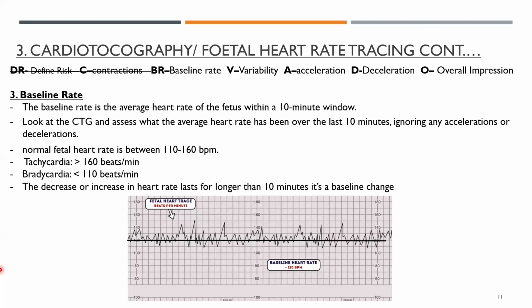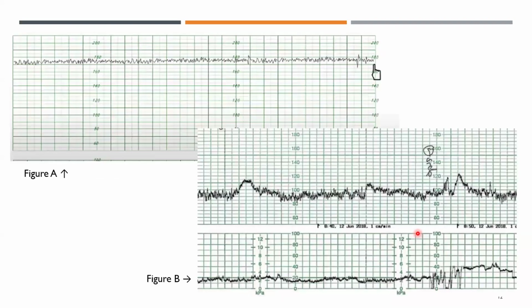Anything that is greater than that is tachycardia. Anything less than that is bradycardia. An increase or a decrease in heart rate that lasts longer than 10 minutes will change the baseline heart rate. Here we have another example to understand it. I've drawn this line so that we can look at the average. Again, we're ignoring any accelerations or decelerations. If we take an average of the remaining, we can see that it comes to 120 beats per minute, which is normal.